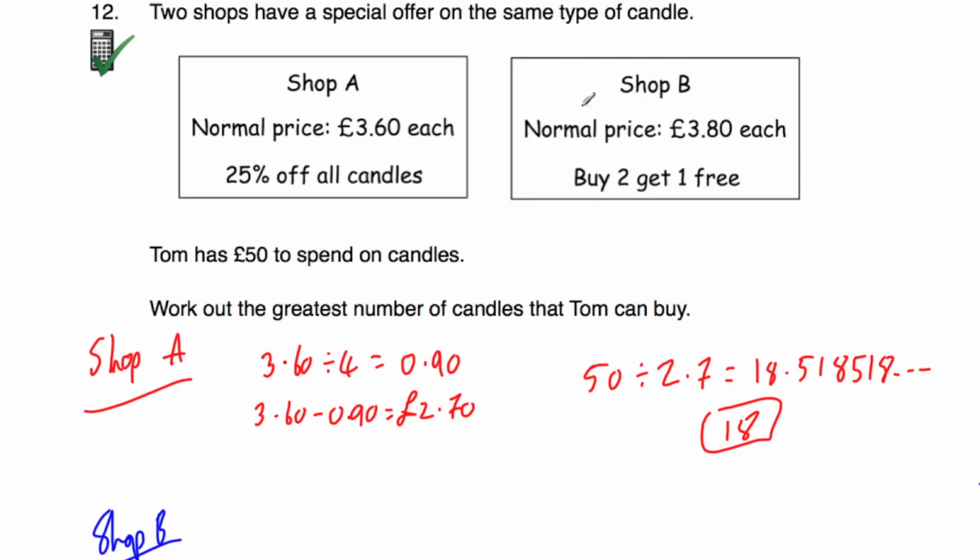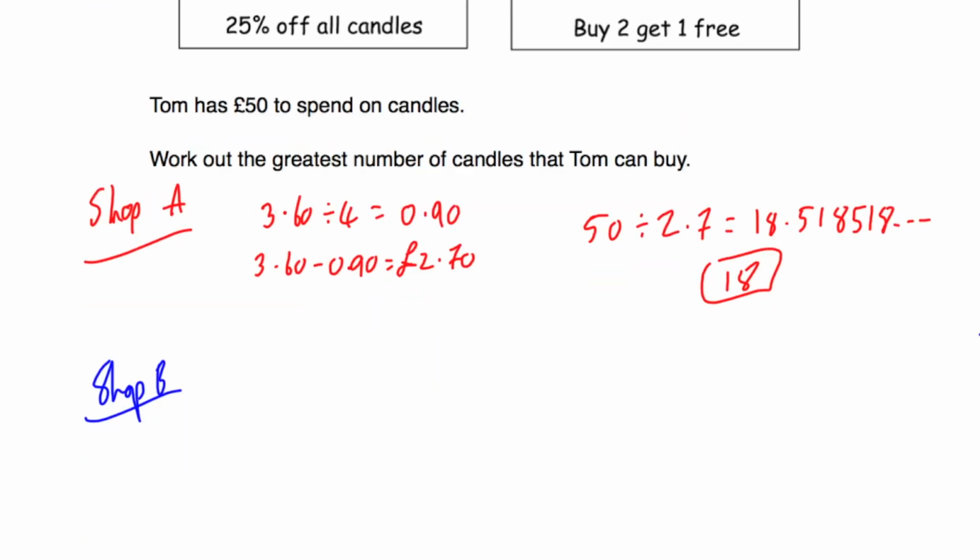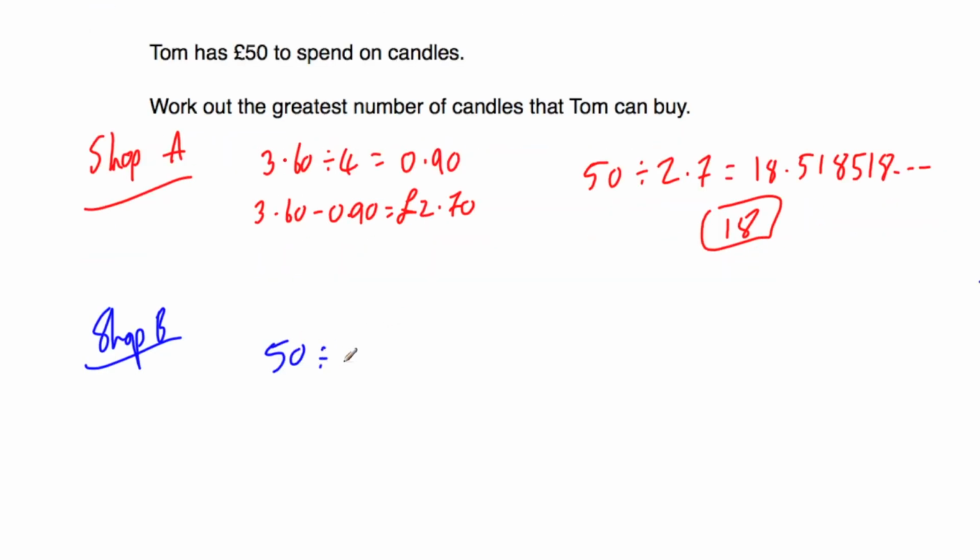Okay, now let's consider shop B. So shop B, the normal price of the candles is £3.80 each, and they've got a promotion. It's buy two, get one free. So let's see how many candles he can buy at the normal price. Let's take the £50 and divide it by £3.80, and that would tell us how many candles Tom can buy normally, and then we'll work out how many free candles he'll receive. So £50 divided by £3.80 is equal to 13.15789, and so on. So that means that Tom's got enough money, if he was to buy the candles at the normal price, to buy 13 candles. So he can buy 13 candles.